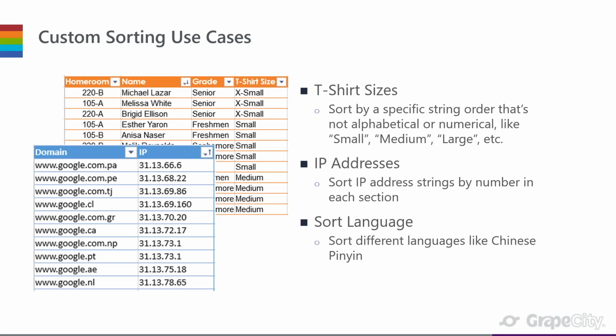Custom sorting can be used in a lot of different scenarios, but some might include sorting by a specific string order, like t-shirt sizes or grades. You could also sort numerically in cases where numbers might contain other characters, such as the period in IP addresses. You could also create custom compare functions to sort different languages, like Chinese pinyin. I will now show you this custom sorting in action.